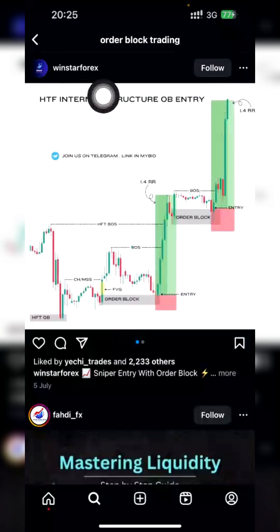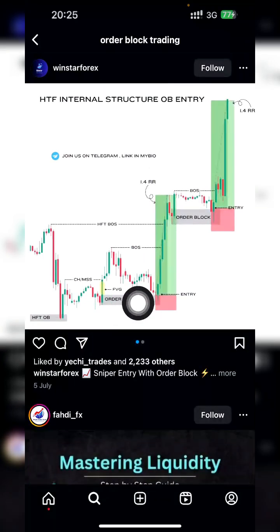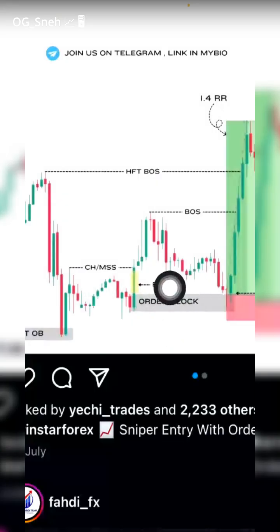This one is Winstar Forex. See this Winstar Forex now. See what I told you. Different names, big names, so that you think that this thing is difficult. You know what fair value gap is? Can you see that there's a fair value gap here? Okay. It means that the market will come back there. Now look at this one. CH or MSS is saying change of character or market structure break.